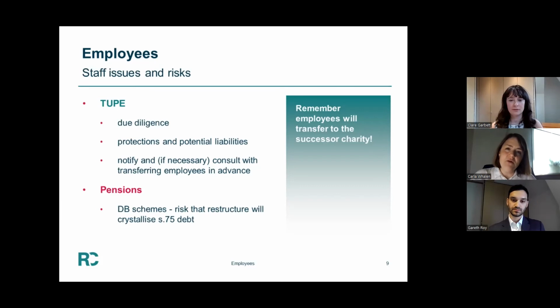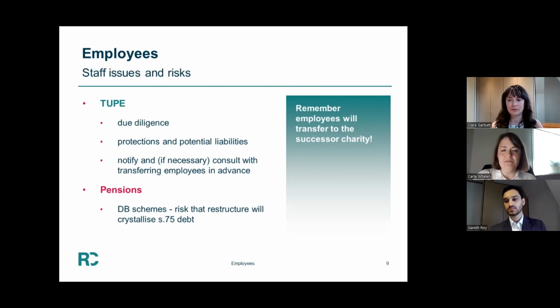So on the employee side of things, the key thing to remember is that your employees will transfer to the successor charity. It can be a conceptually confusing process, because you see yourself as exactly the same organisation and your staff see you as exactly the same organisation, and it feels just like a technical change. You're going to get a company number and there are some legal differences. It does have a wider employment law impact in most cases, in that TUPE will apply.